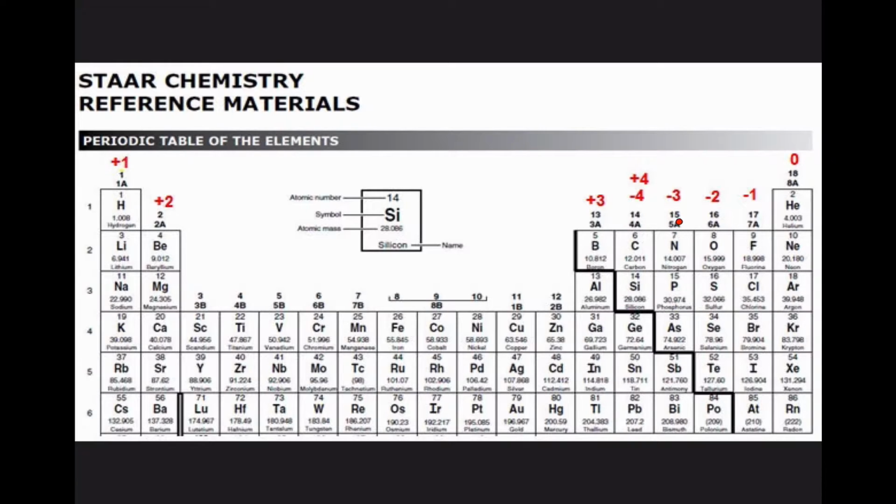Column 15 has 5 valence, so now they want to gain 3 extra electrons, which gives them a -3 charge. Column 16 is a -2 charge, column 17 is a -1 charge. So think how many electrons do they want to kick out, or how many electrons do they want to gain, and that gives you their oxidation number.